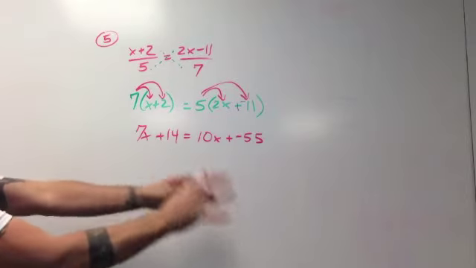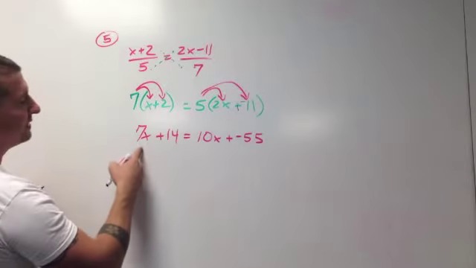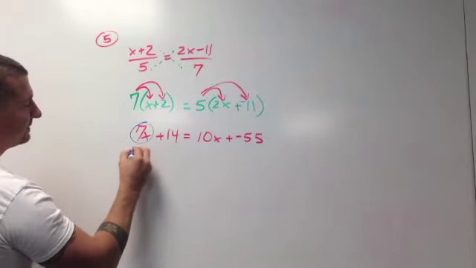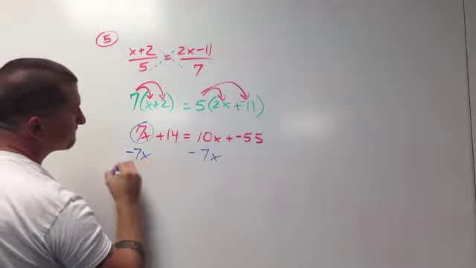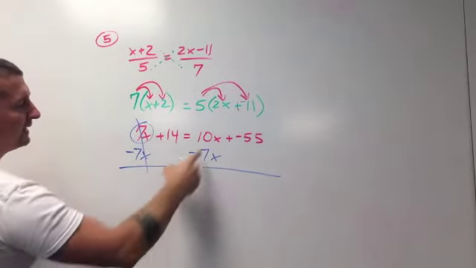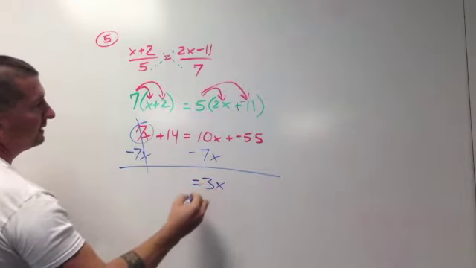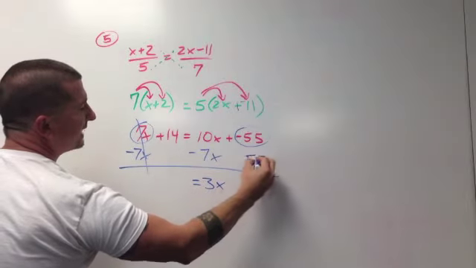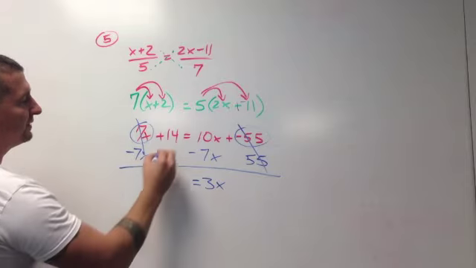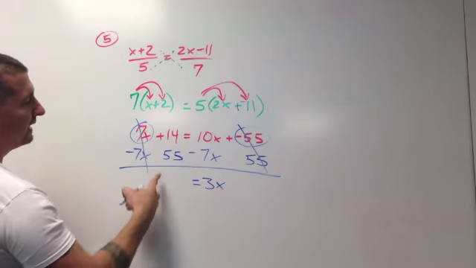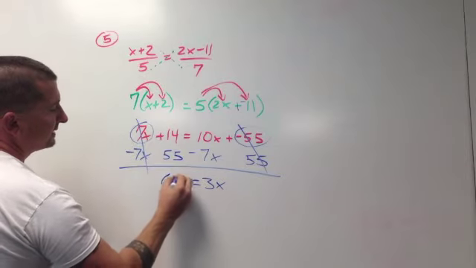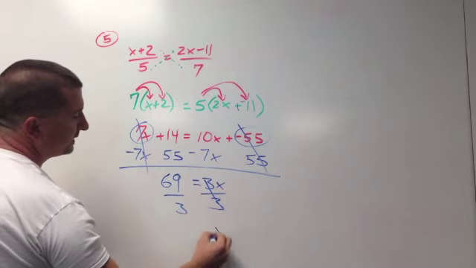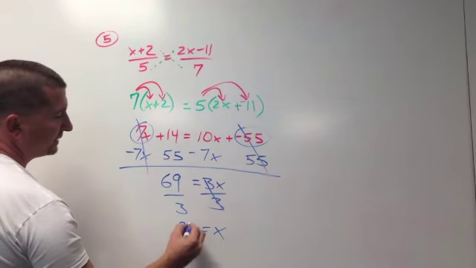All the variables either need to go to the right or to the left. In this case, I'm taking all my variables to the right, so I'm going to subtract the 7x from both sides. That leaves me with 3x on the right. Now I need to do something with this negative 55 on the right. So I'm going to add the opposite of that, which is 55. And on the left-hand side, I get 69. Now I'm going to divide by the coefficient 3. And I get x equals 23.